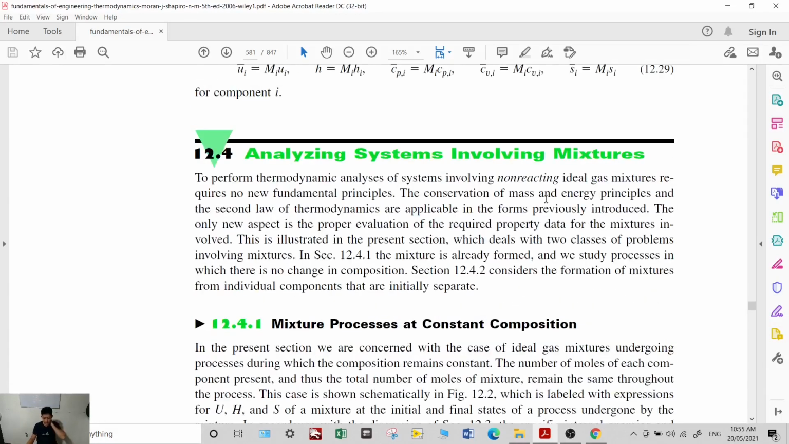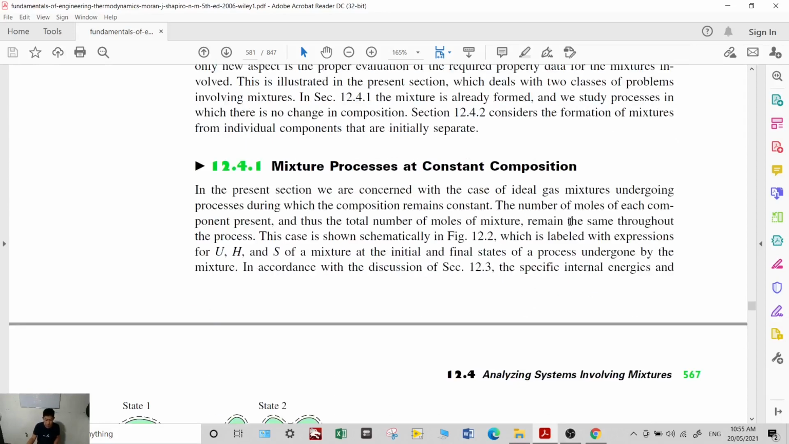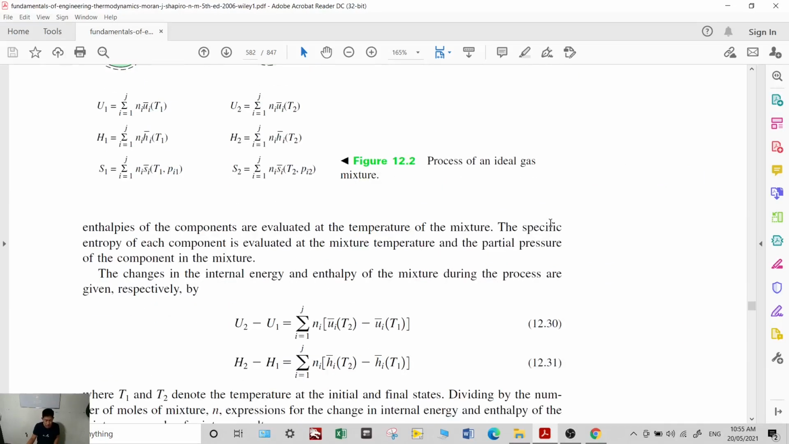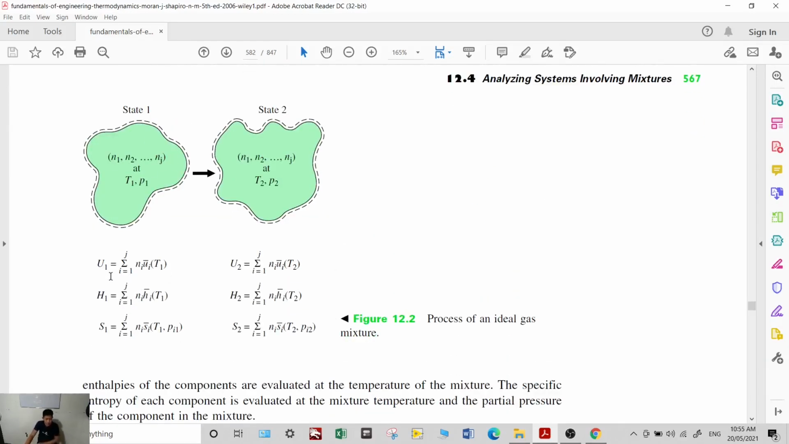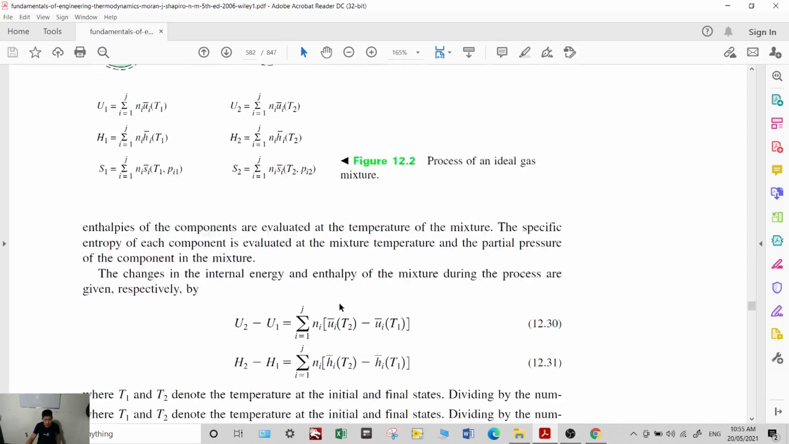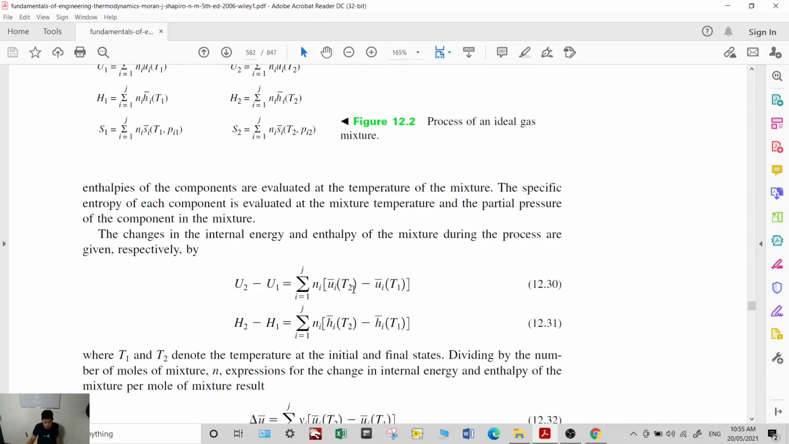Okay, so let's analyze systems involving mixtures. How do we evaluate the change of internal energy, enthalpy, and entropy? Based on this, the internal energy and enthalpy are functions only of temperature, but entropy is a function of temperature and pressure. So for the change in internal energy, again, capital U is just equal to the number of moles times the specific internal energy per mole of mixture.